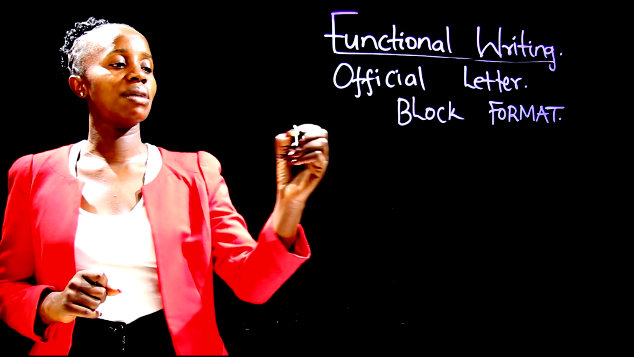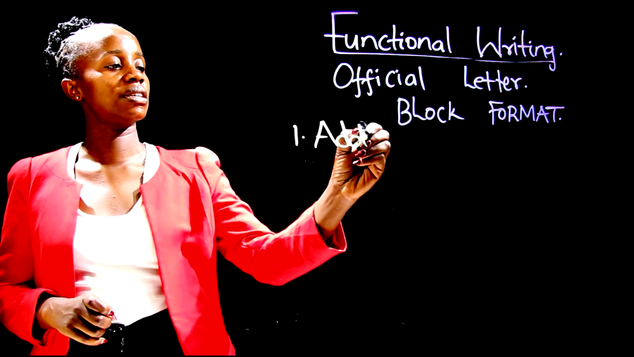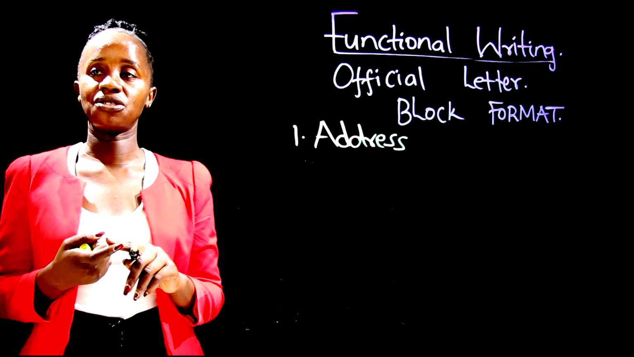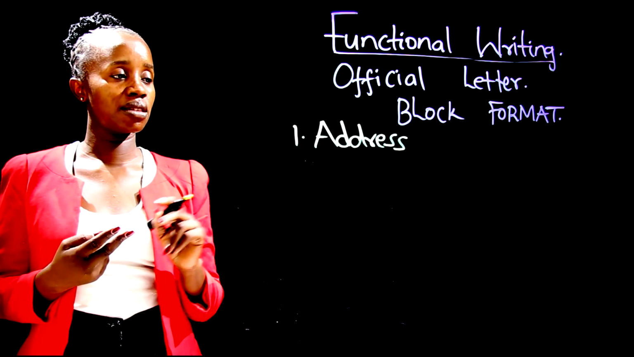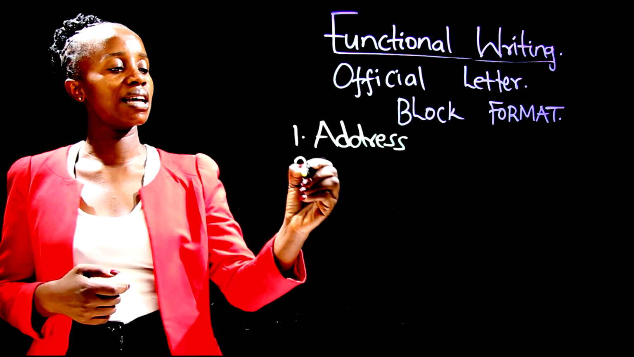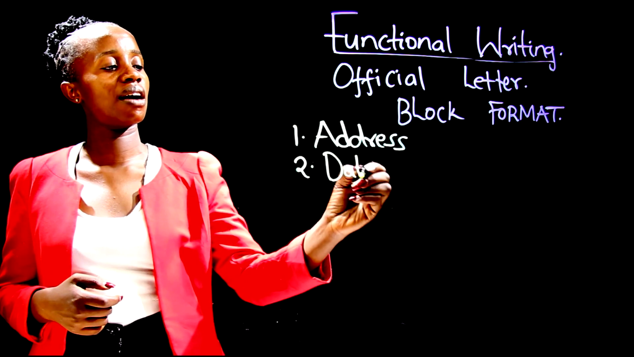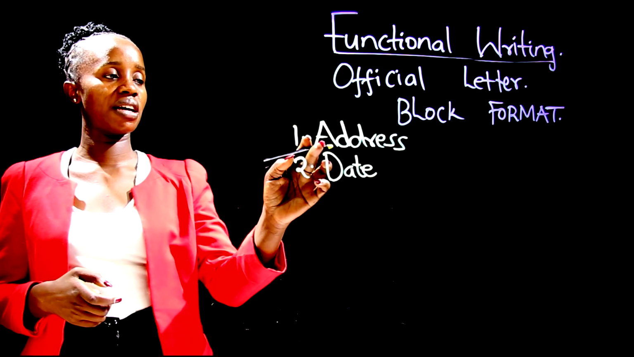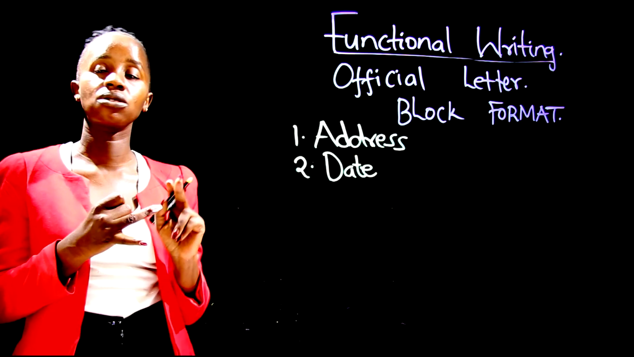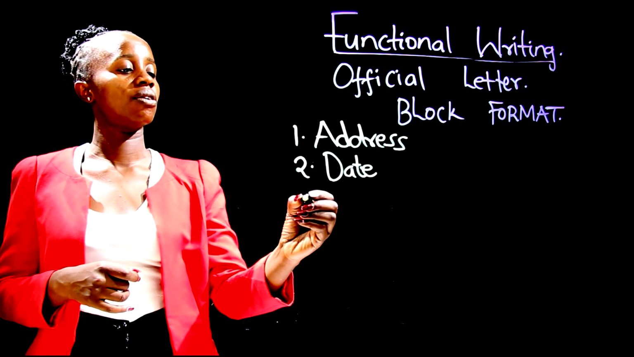One thing, it must have the address. Both the receiver's address and the recipient's address, and also the sender. Then the second thing, it must have the date. So you have the address, 2 addresses, the sender and the receiver, the person sending and the person receiving. Then we have the date.